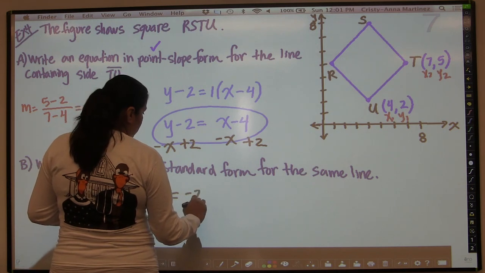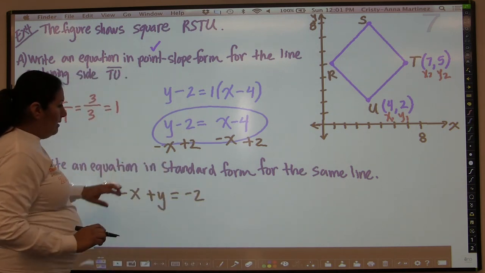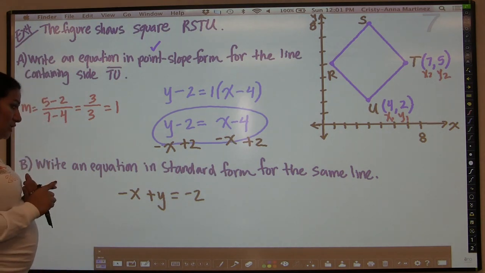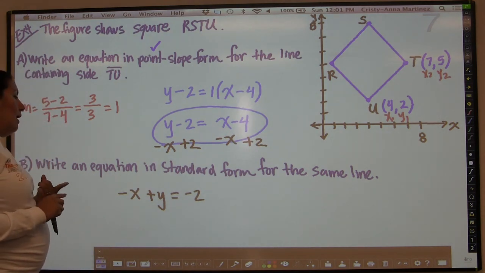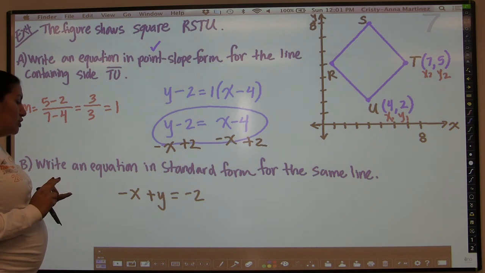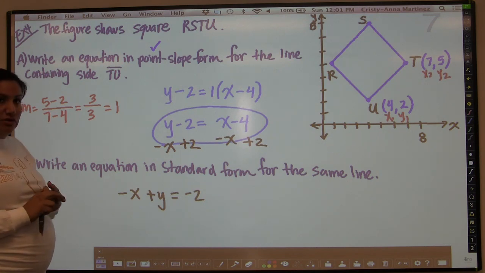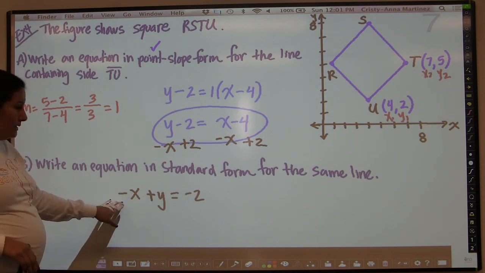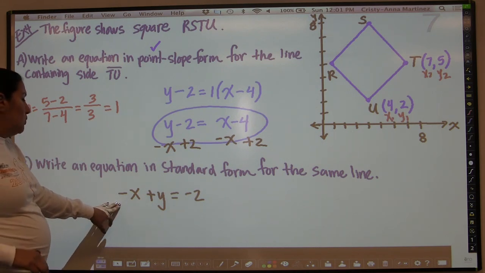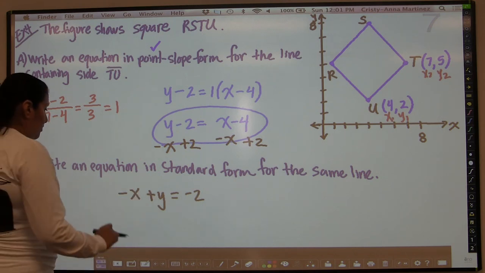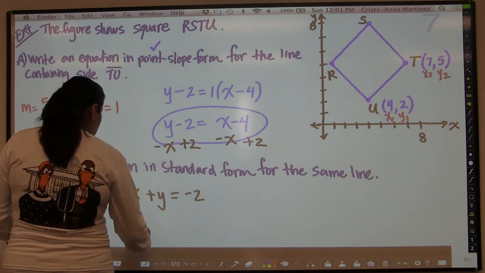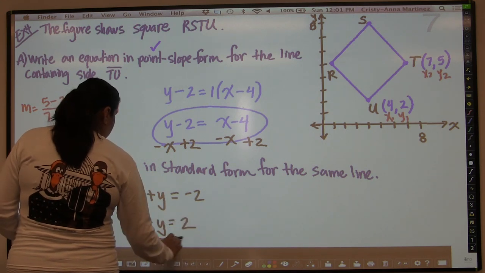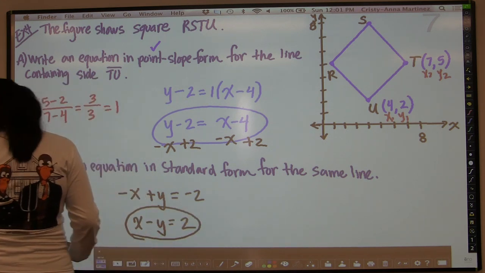equals negative 2. Now you might think that you're done, but remember that they're all integers, there's no fraction, that's okay. And there's no factors between x, y, and negative 2 that are common. But the third thing is that you're supposed to start with a positive x, and this is not positive x. So what you can do is multiply everything by negative 1, and when you do that, you're going to get a positive x, a negative y, and a positive 2. So this is your final answer. x minus y equals 2.